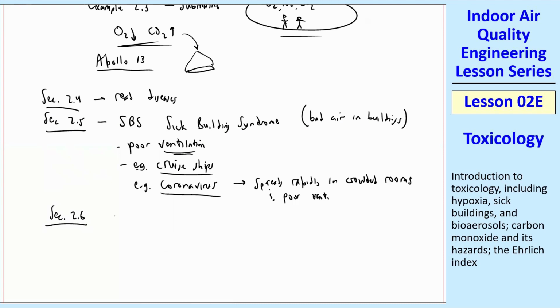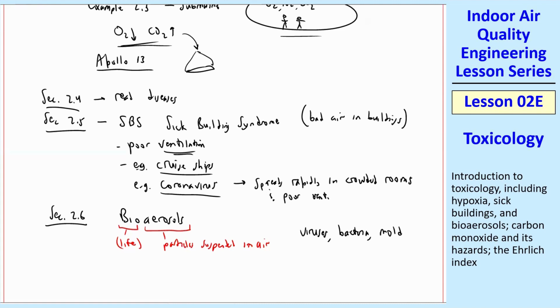Section 2.6 deals with bioaerosols. So let's split up this word. Bio, of course, means biological, so there's something that has to do with life. Then aerosols are particles suspended in the air. So you've heard of aerosol particles. Well, when biological particles are suspended in the air, that's called a bioaerosol. So for example, we have viruses. So coronavirus is a bioaerosol when it's floating around in the room. You have bacteria, you have molds, and other bioaerosols.